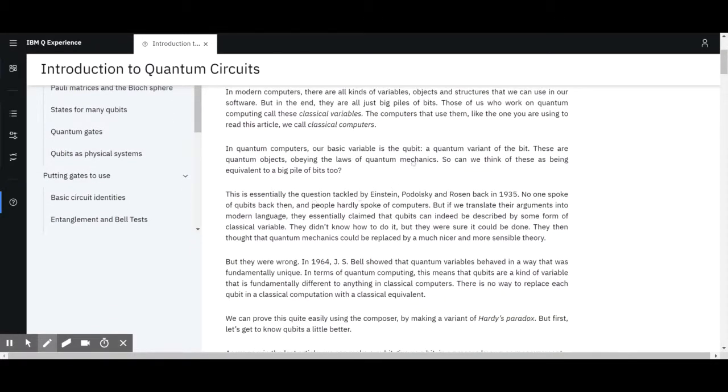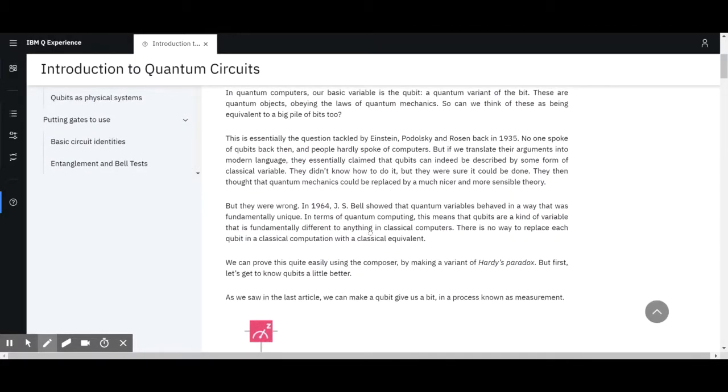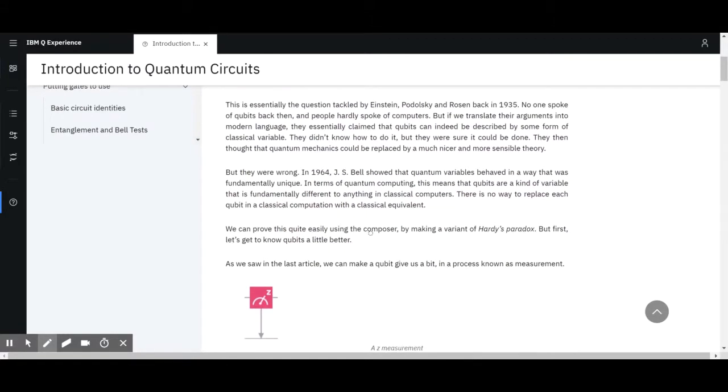Essentially, the question tackles... it's a bit of historical background. This we can probably skip. It's important to understand that a qubit is a kind of variable that is fundamentally different from anything in classical computers. I think that's an important note. It's not that you can just replace qubits with bits.